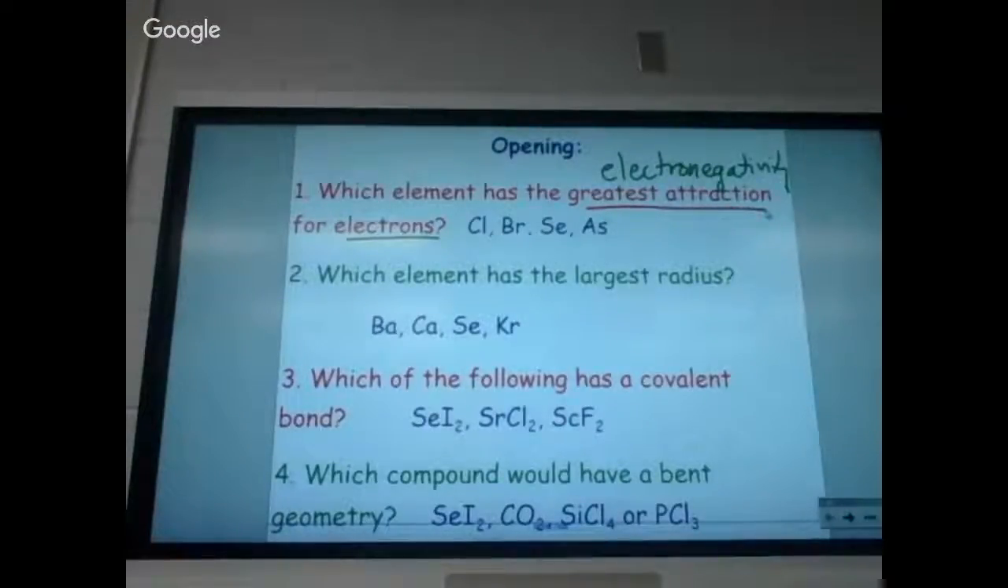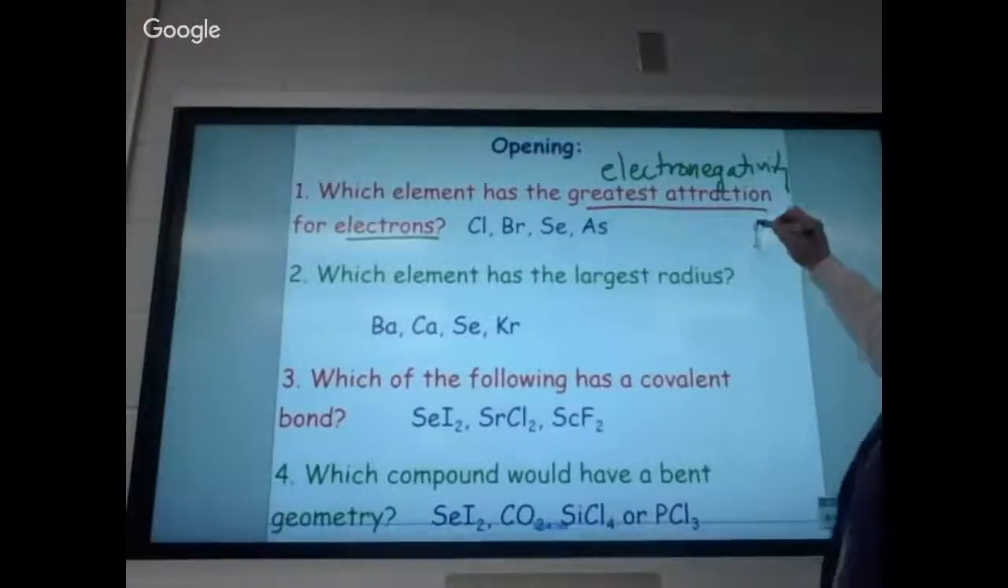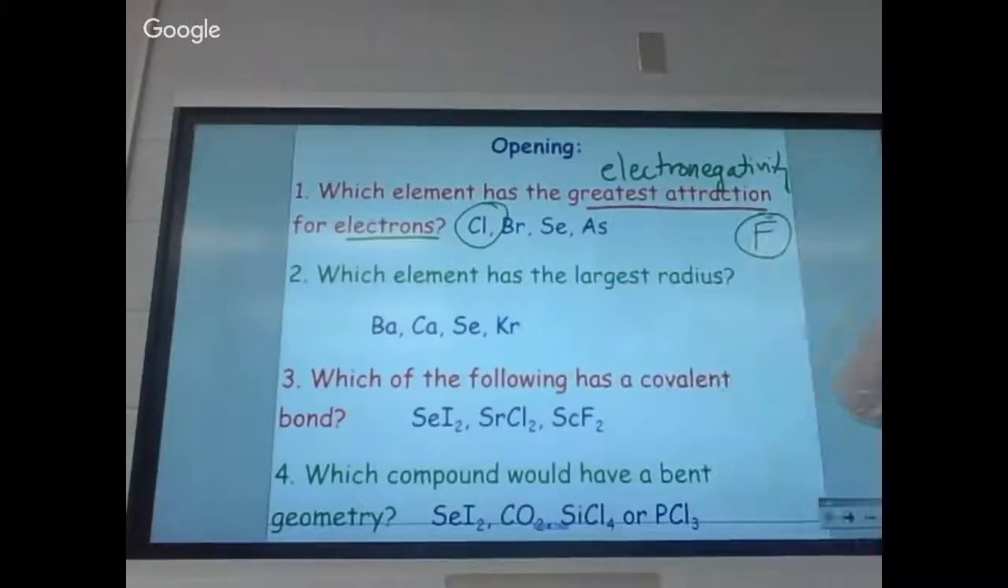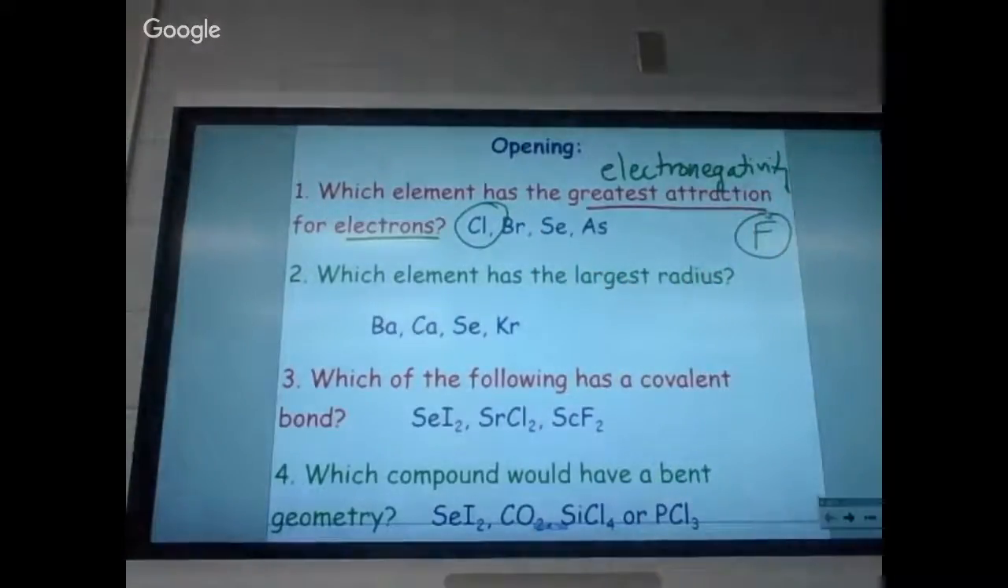F. Okay, so as you go closer to F, the element that's closer to F up here would be chlorine. That's why chlorine is the answer. As long as you do it on the exam, okay.